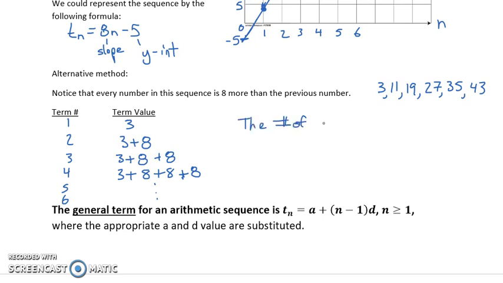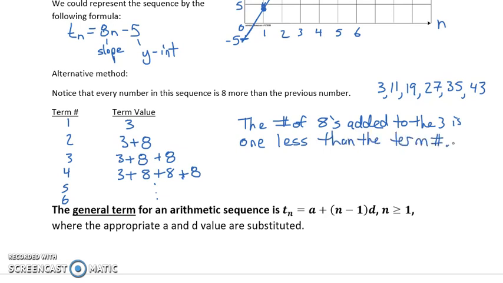The number of 8s added to the 3 is 1 less than the term number. So that leaves us, remembering that the term number is n, with this expression. We're starting with 3, and we're adding the term number minus 1 8s.